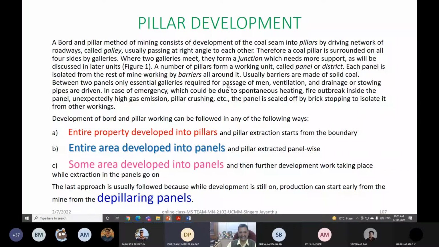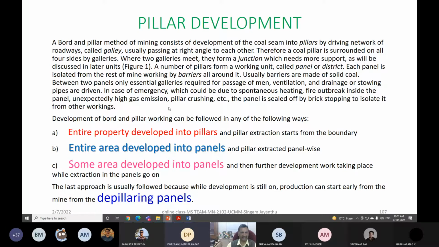Only essential galleries required for passage of the men, ventilation, drainage, or stowing pipes are driven. That is the way we drive. That is a trunk roadway and main headings. All those things we make for the purpose of providing all these. And minimum 2 are required.